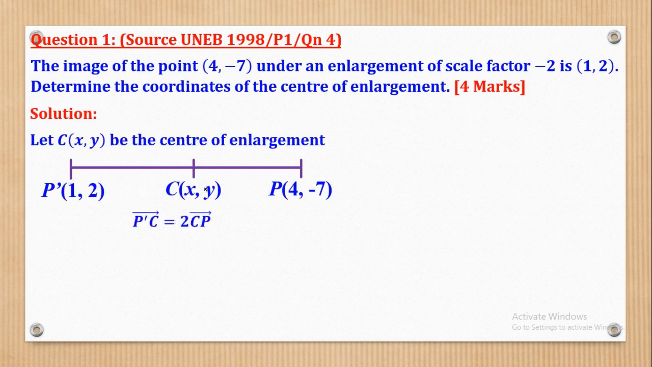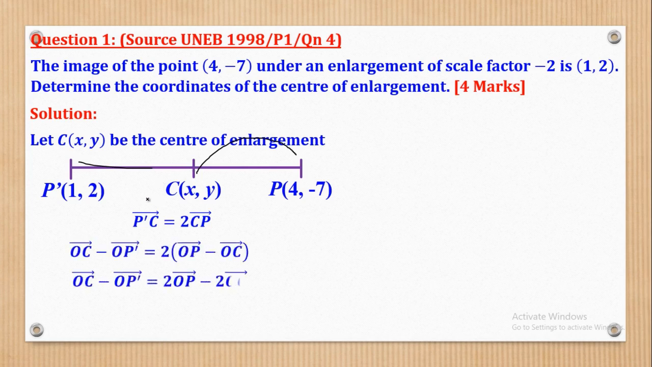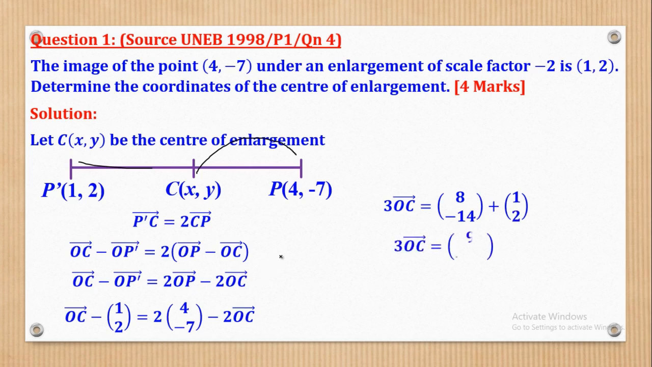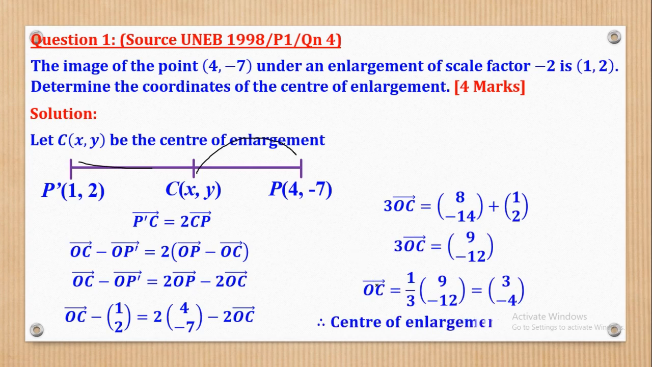Therefore, P prime C is equal to scale factor times magnitude of scale factor times CP. So the order matters, it has to be in the same direction. Then expand that, open brackets, substitute for O prime, OP and OP prime, then make OC the subject. So if I make OC the subject, I'll come up with that. Therefore, in coordinate form, that will be the center of enlargement. So note that we used magnitude here and not the order of the displacements.